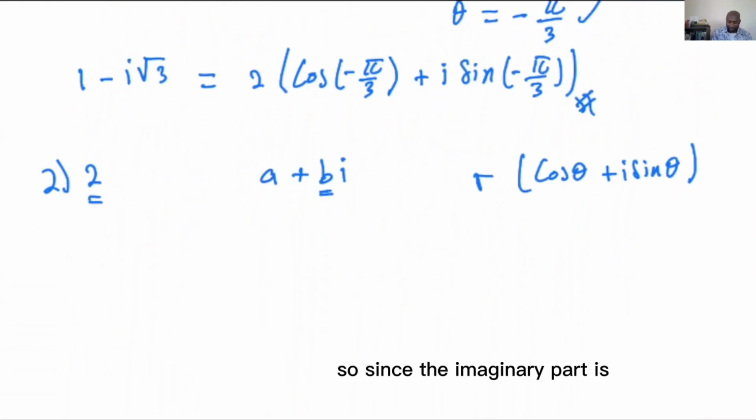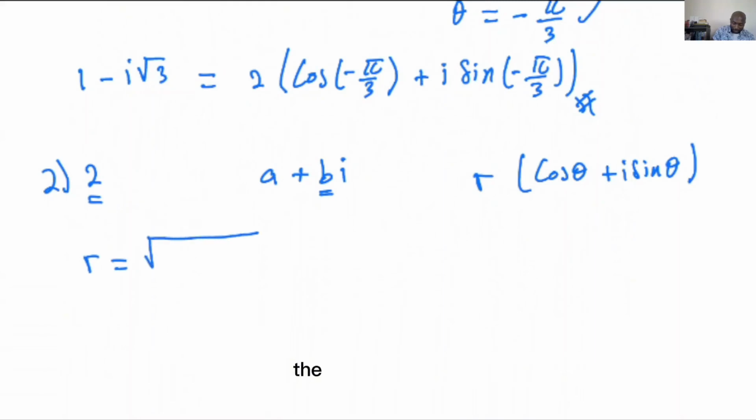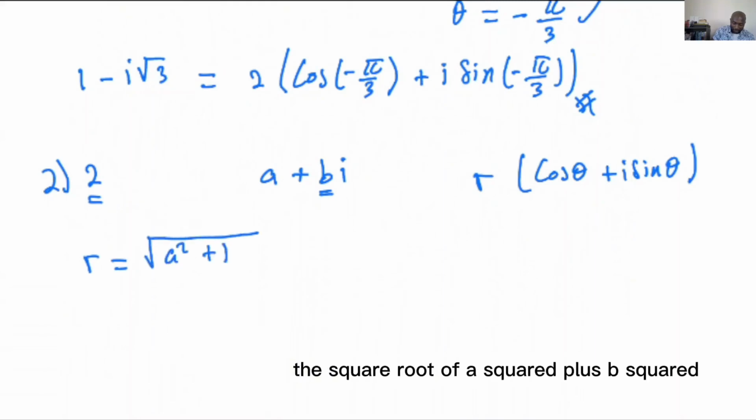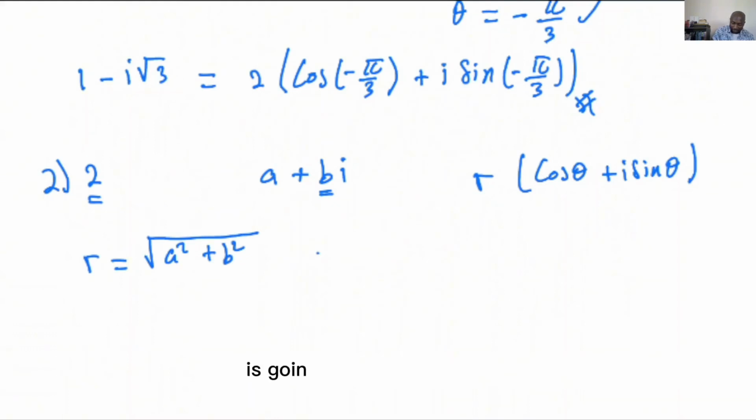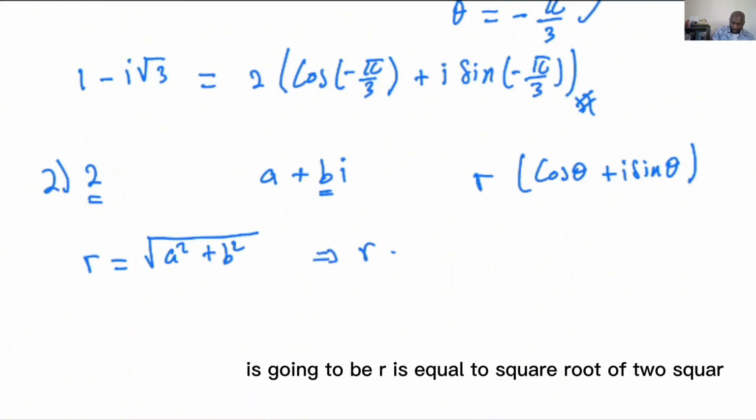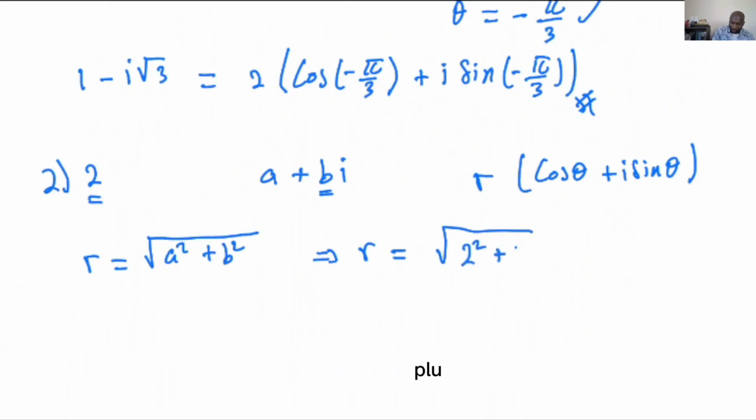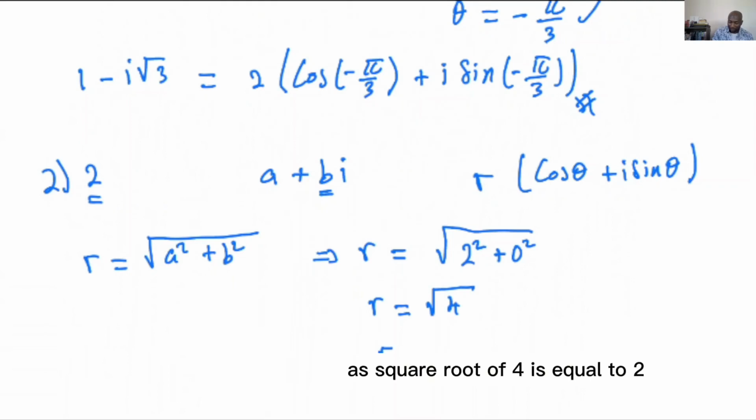So since the imaginary part is 0, the modulus, which is the square root of a squared plus b squared, is going to be r equal to square root of 2 squared plus 0 squared. 2 squared is 4, 0 squared is 0, so the modulus r is square root of 4. And square root of 4 is equal to 2, so the modulus is equal to 2.